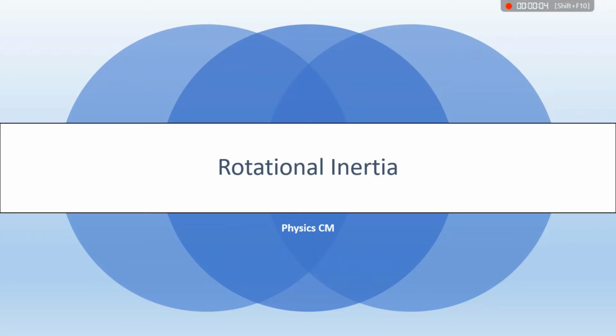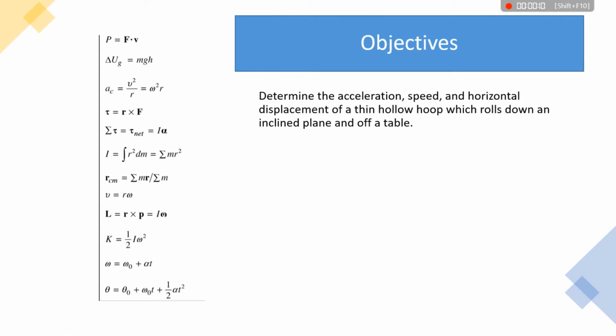Okay, so we're continuing with a bunch of free response questions, this time on rotational inertia. Our objectives are to determine the acceleration, speed, and horizontal displacement of a thin hollow hoop which rolls down an inclined plane and off a table.